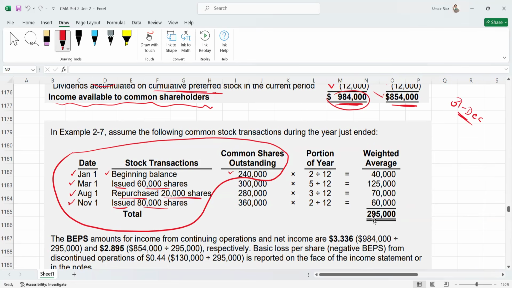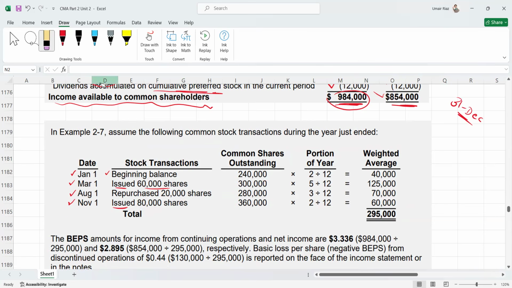And please make sure in this question, I'm assuming we don't have a stock split and we don't have a stock dividend. In the next example I'll do it with a stock split and stock dividend also. So here we go, how you will calculate the weighted average number of shares. There are several methods, guys, to calculate the weighted average number of shares, but I'll follow this method. It's very simple. Please, I'm writing three words here: issue date, repurchased date, and year end.